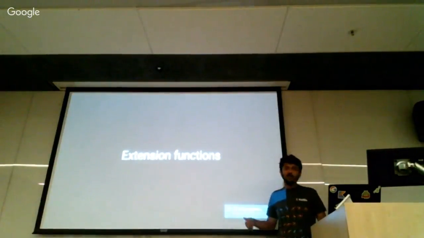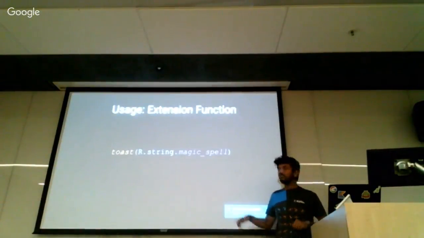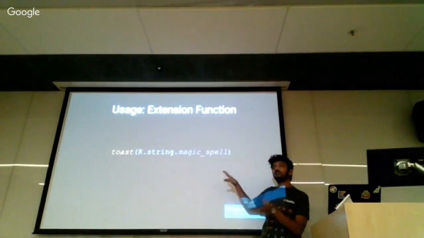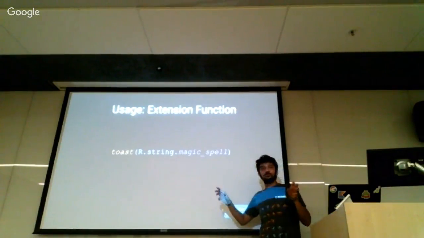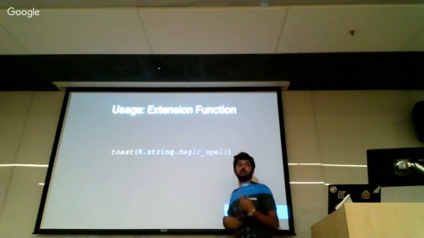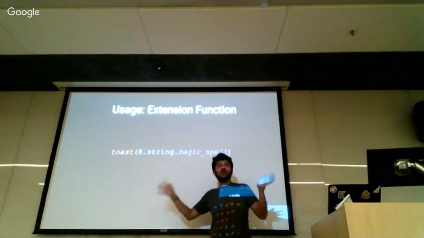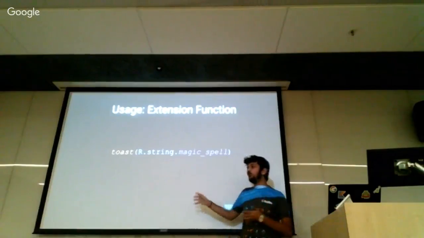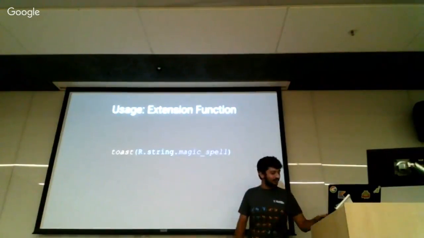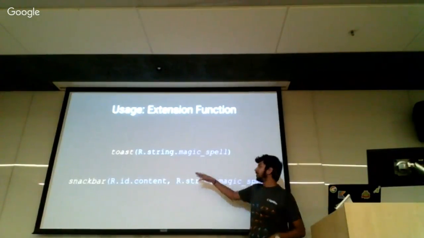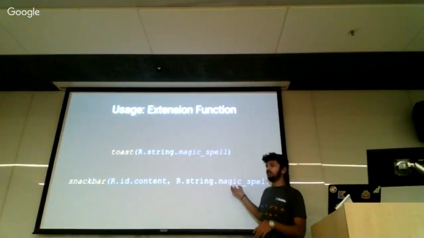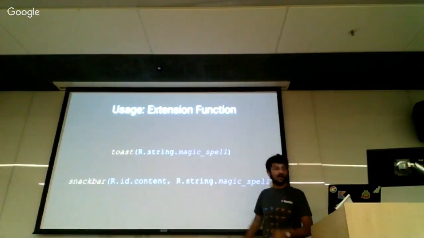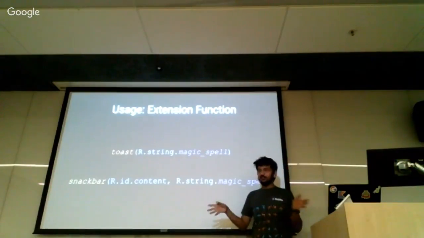So let's look at an example of an extension function. Wouldn't you like to have such a toast method? You just write toast and the string, whatever message you want to print, and just forget about calling .show, right? It would be so cool to have such a function. Or for snack bar, just pass the view on which you want to attach the snack bar, and then the message you want to print. Wouldn't it be cool to have such a thing? So yeah, it would be cool.